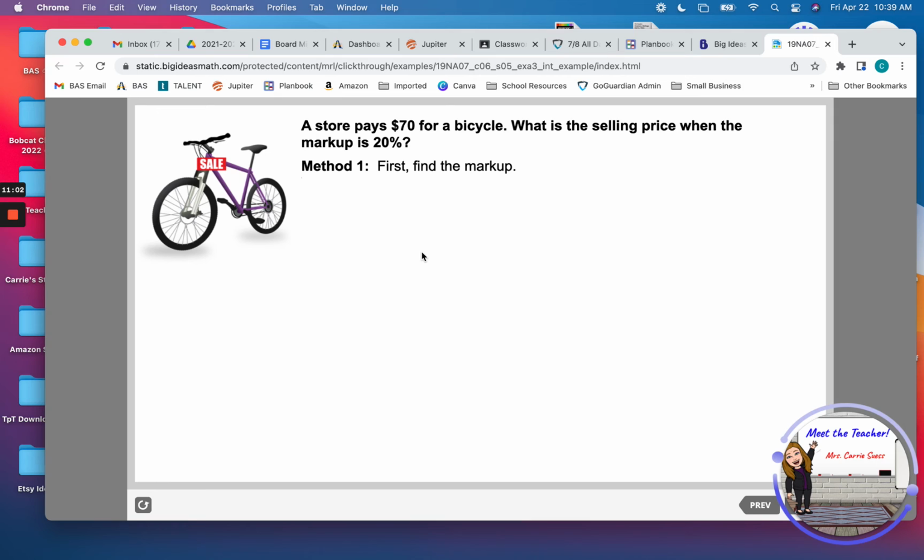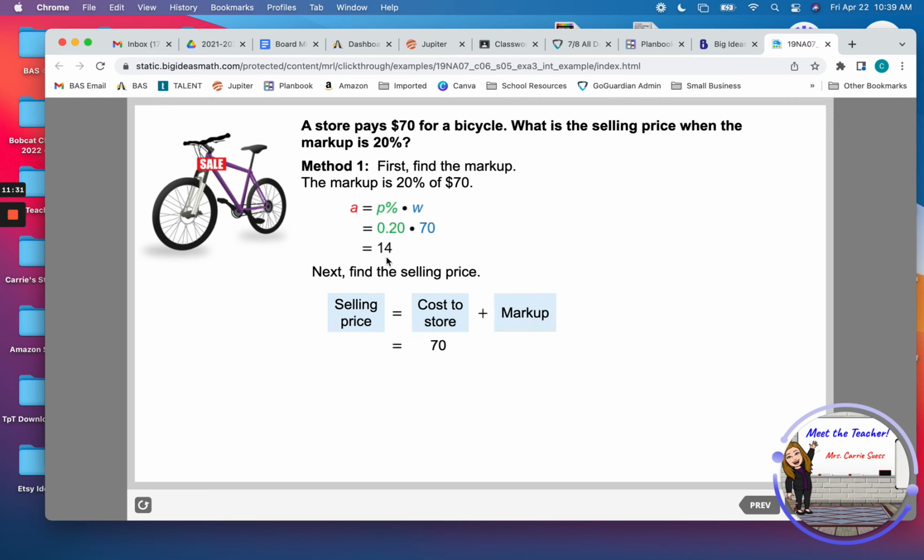By what do you think? Multiplying. We're going to find 20% of $70. What's 20% of 70? How would you write that? 0.20. Okay, and you got 14. So that's the markup. That's not the new price because that's less than the original price, right? So what do we do with that? Add it to the original. So we're going to add the $14 markup to the original $70, 80, and we're going to pay $84 for that bicycle.